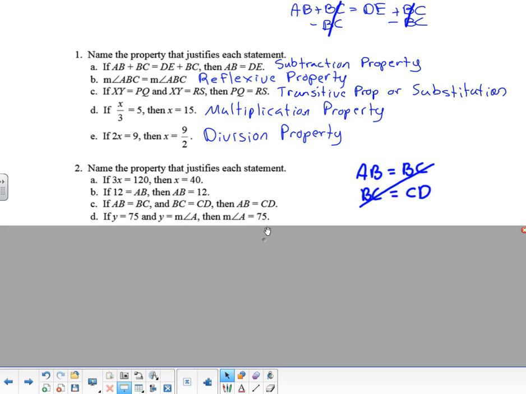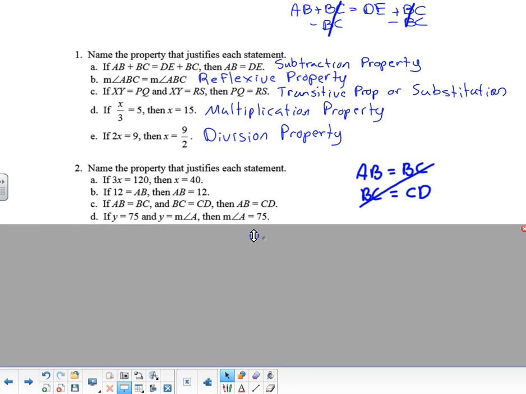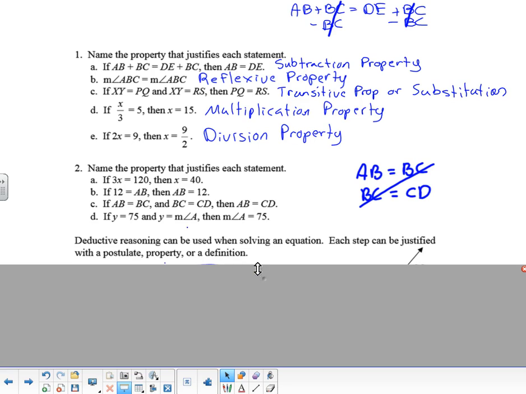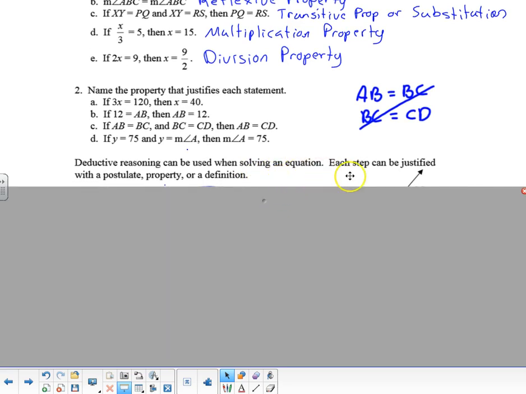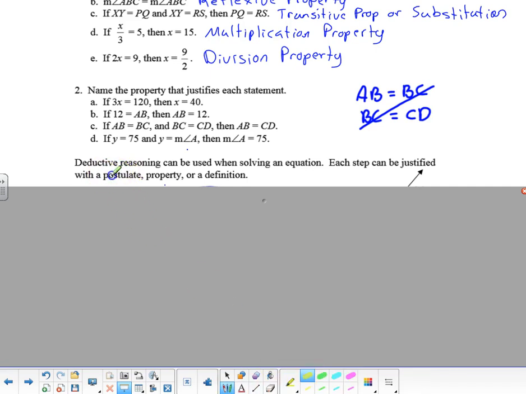If y equals 75 and y equals the measure of angle A, then the measure of angle A equals 75. Again, transitive or substitution. I probably would just go with the substitution property. All right, so deductive reasoning can be used when solving an equation. Each step can be justified with a postulate, property, or definition. Okay, so we're getting into the difference between these three things. Inductive reasoning, which we talked about before, is based on an observable pattern.